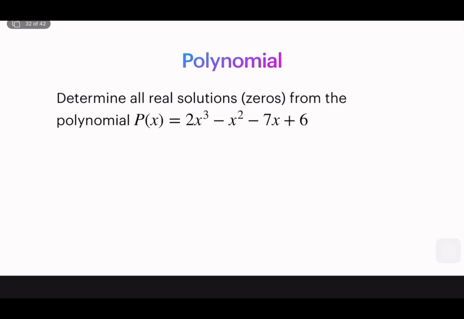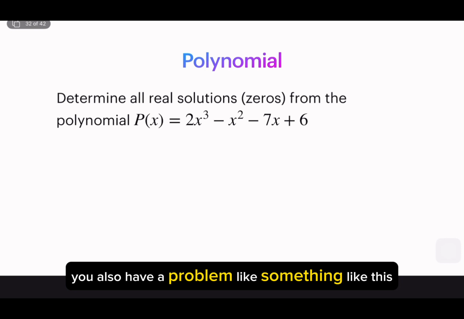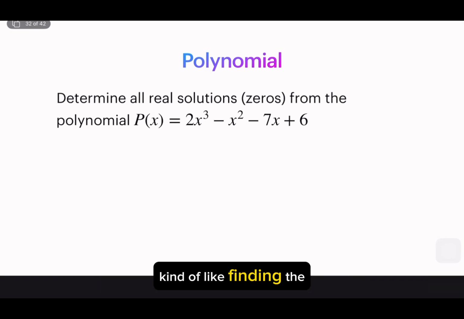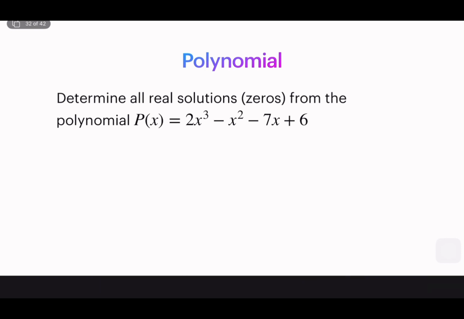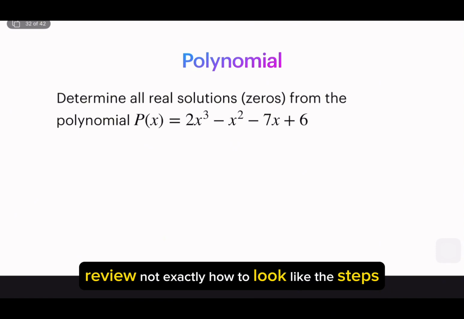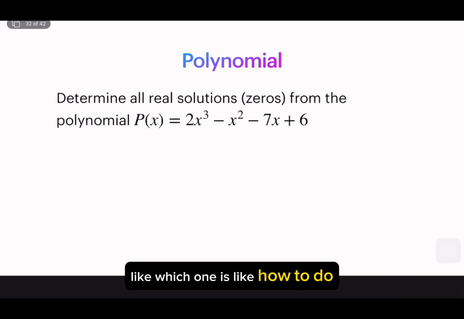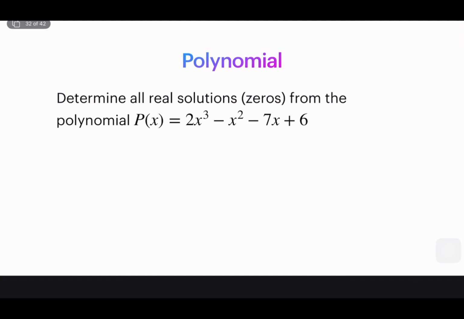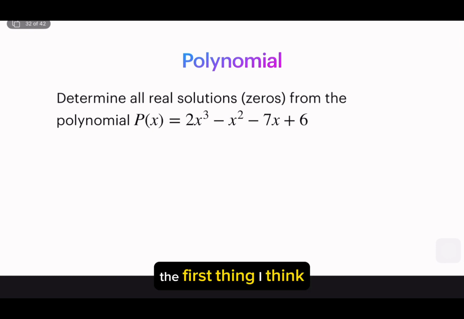Anyone still have a problem solving this kind of problem, finding the roots or the solution? Maybe it would be good for us to review, not exactly how to do it, but the steps. Like, first, what are the first steps? Okay. That's usually okay.